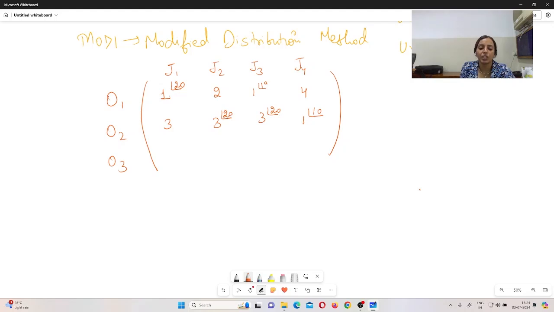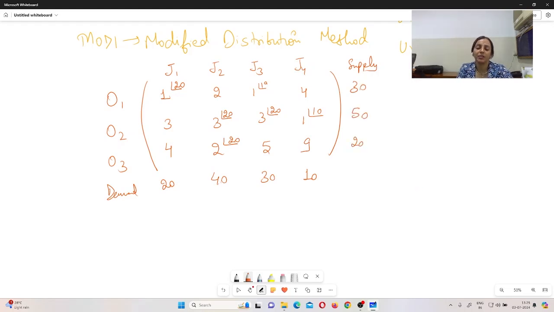And O3 to J1, no allocation. Then from O3 to J2, we have given 20 allocation, no allocation, and 9 allocation. And this is our supply, which is given as per the question, and this is my demand, right? So it is 20, 40, 30, and the last one is 10. And over here it is 30, 50, and 20. Right? This is as per the VAM method.